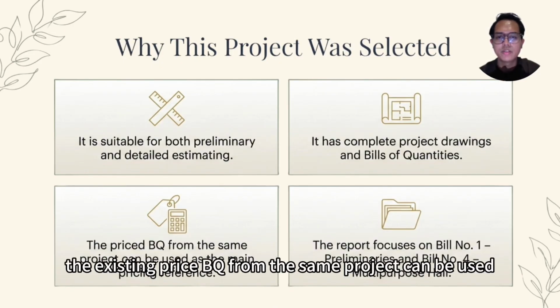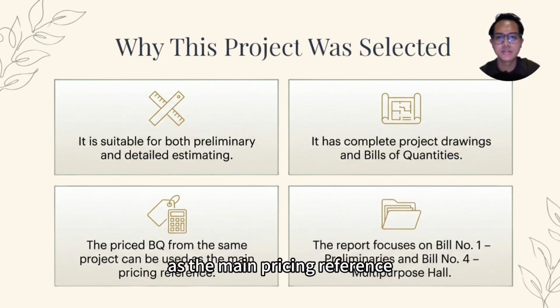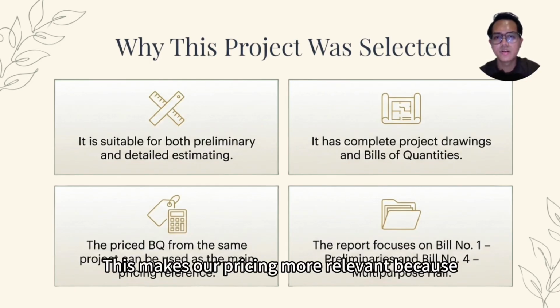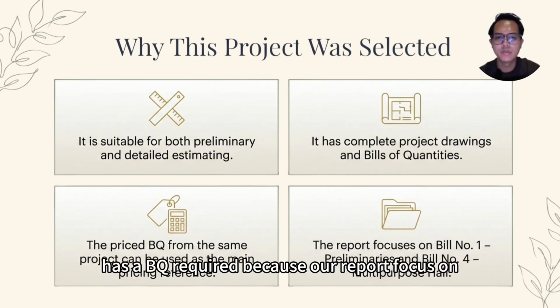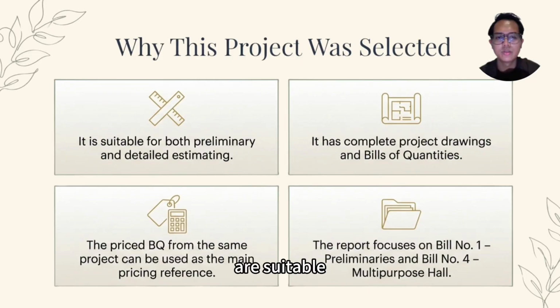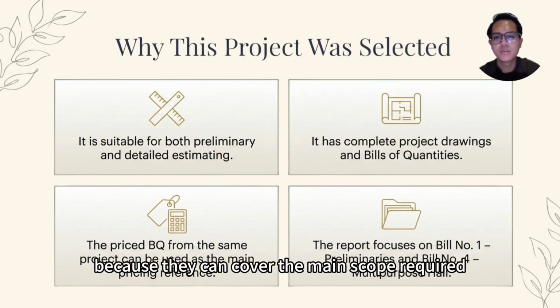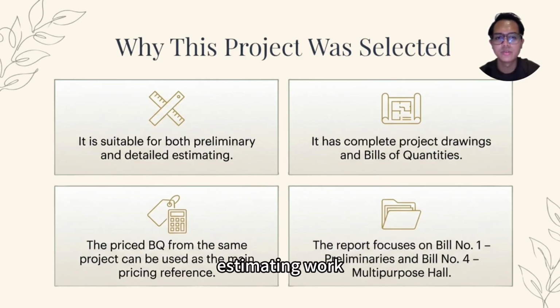Third, the existing priced BQ from the same project can be used as the main pricing reference. This makes our pricing more relevant because the rates are based on the same project scope. Lastly, this project has a BQ required because our report focuses on Bill number 1, which is preliminaries, and Bill number 4, which is the building itself, multipurpose hall. These two bills are suitable because they can cover the main scope required for our detailed estimating work.